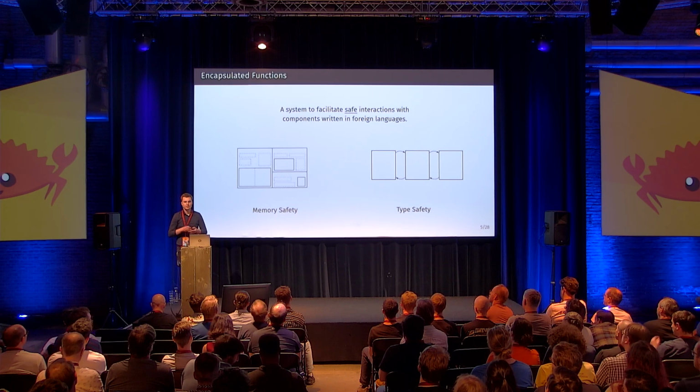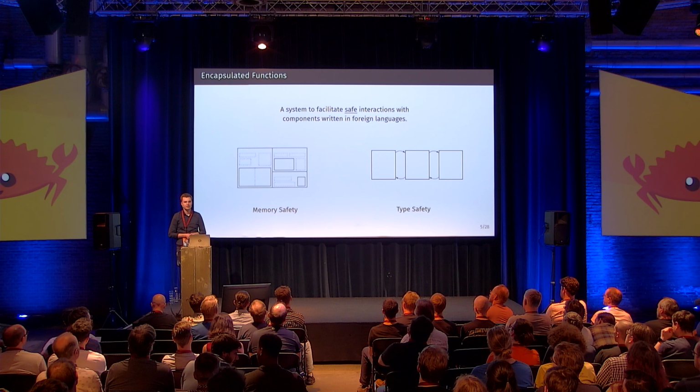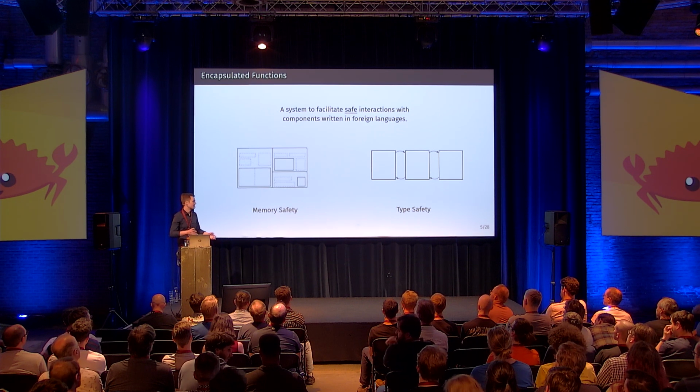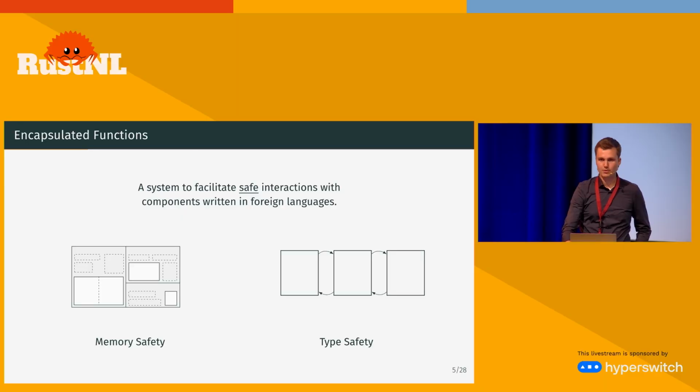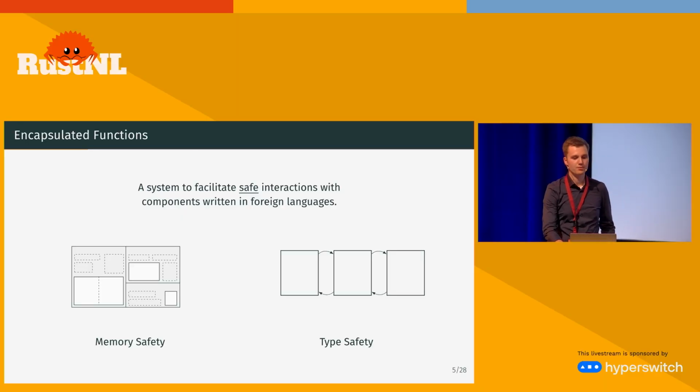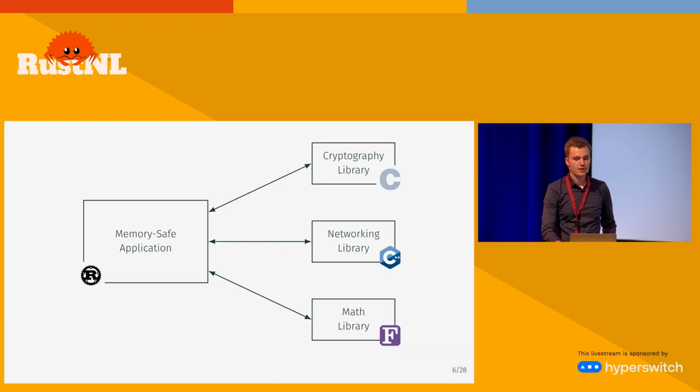It's a system to facilitate safe interactions with components written in foreign languages by considering the aspects of both memory safety and type safety. Before we can go into exactly how encapsulated functions work, we first of all have to understand a bit about the particular issues we're addressing and the background. So here I've depicted a simple system that consists of a memory safe application written in Rust that perhaps makes use of some cryptography implemented in C.